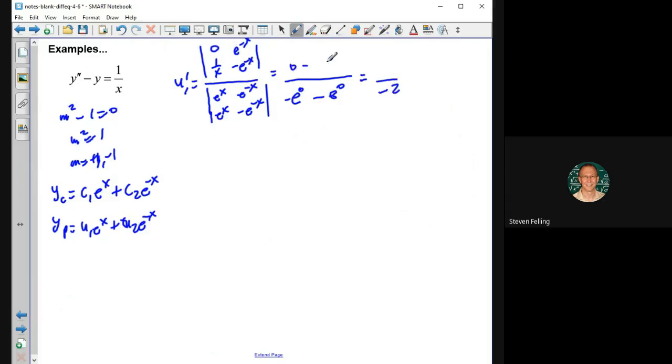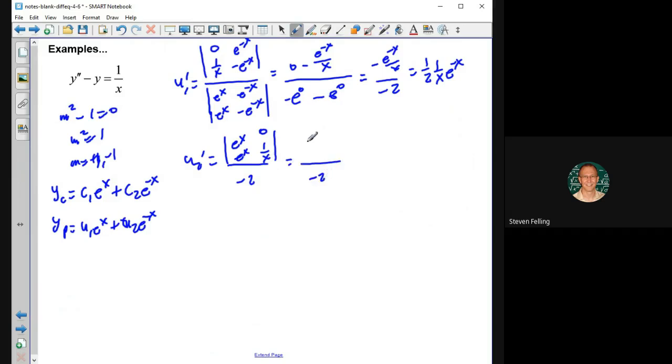And this will be 0 minus e to the negative x divided by x. So this is negative e to the negative x over x. So I could write this as positive 1/2, times 1 over x, times e to the negative x. Okay, u2 prime is going to be the same denominator, but it's going to have e to the x here, and this column replaced with the 0 and the right-hand side function. So on the top, we're going to get e to the x over x minus 0. So this one ends up being negative 1/2, 1 over x, e to the positive x. Same thing here, except with a positive x.